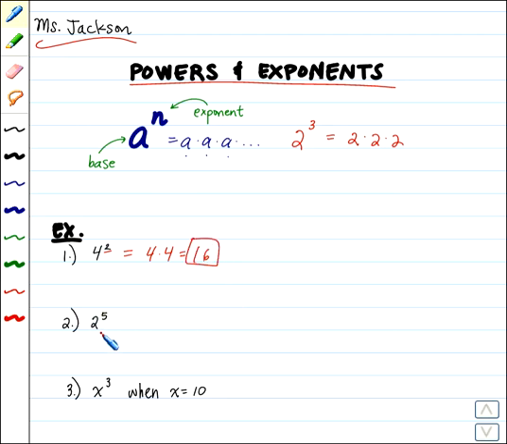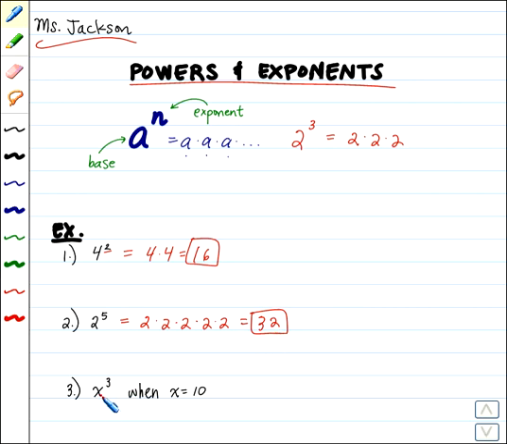Alright, so in the second example we have 2 to the fifth power. See if you can solve this by yourself, and when you're ready, click continue. Alright, welcome back, and I hope what you did was 2 times 2 times 2 times 2 times 2. So we have 5 times 2 times itself. And if we go ahead and do that, we get 32. So 2 to the fifth power is 32.